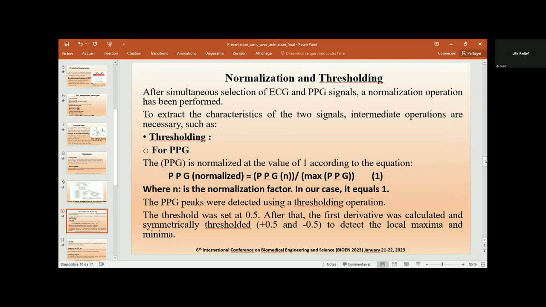For PPG, the PPG is normalized at the value of 1 according to equation, where N is the normalization factor. In our case, it's equal to 1. The PPG peaks were detected using a thresholding operation. The threshold was set at 0.5. After that, the first derivative was calculated.